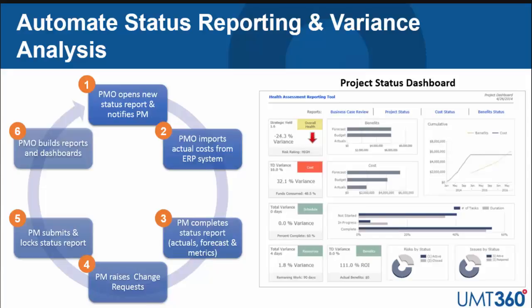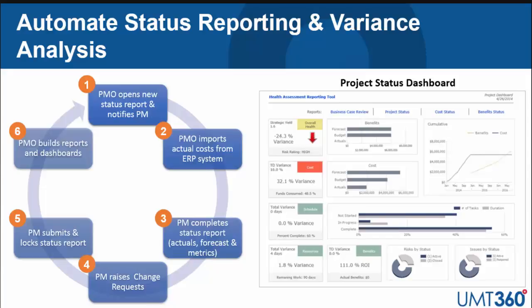So the PM can then complete their status report, capture actuals, accruals, forecast remaining costs, and complete the other metrics and health assessments of the project within that. And then raise the change requests. Change requests are key; we'll focus more on that. Raise change requests if they require more funds, or raise change requests to release funds. And then submit and lock the status report. Submitting and locking the status report basically notifies the PMO that they're complete, and the reports can start to be built out for those projects.